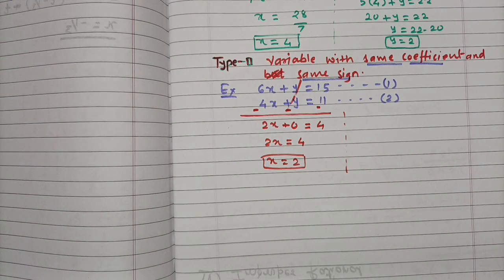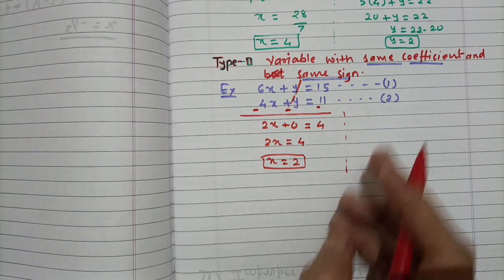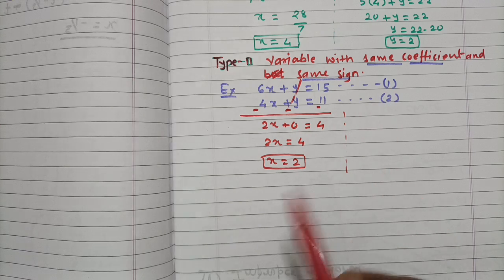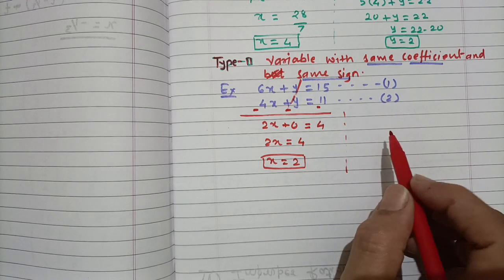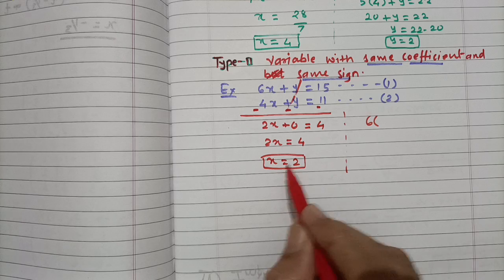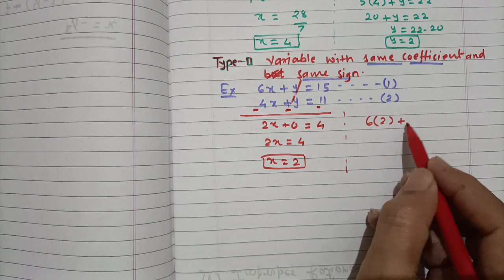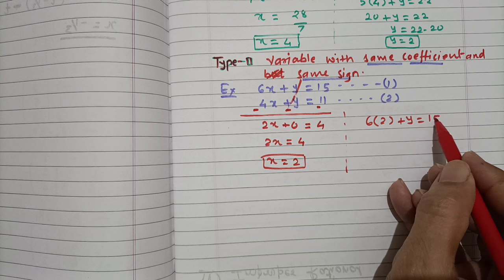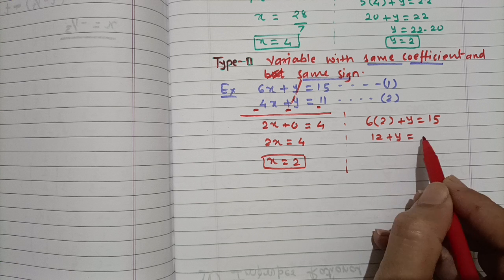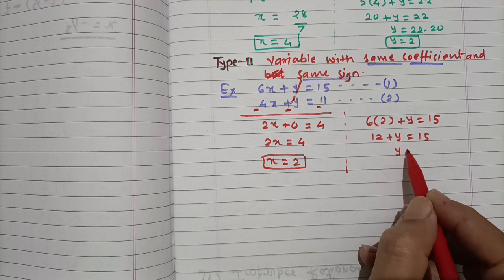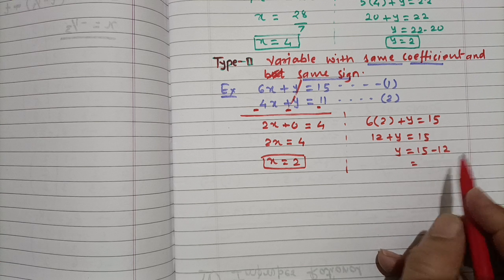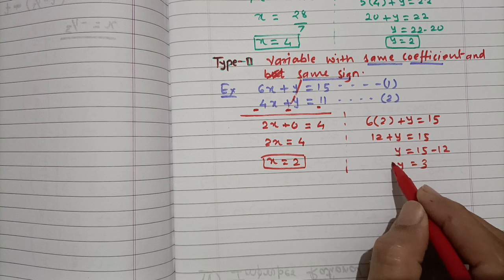Again we will substitute this value either in equation 1 or 2, and we will get the answer. In this case substituting in either 1 or 2 is the same, so we will choose the first one again. So 6 times the value of x, which is 2, plus y is equal to 15. Now 6 into 2 is 12 plus y is equal to 15. So the value of y is equal to 15 minus 12, which is equal to 3. So y is equal to 3.